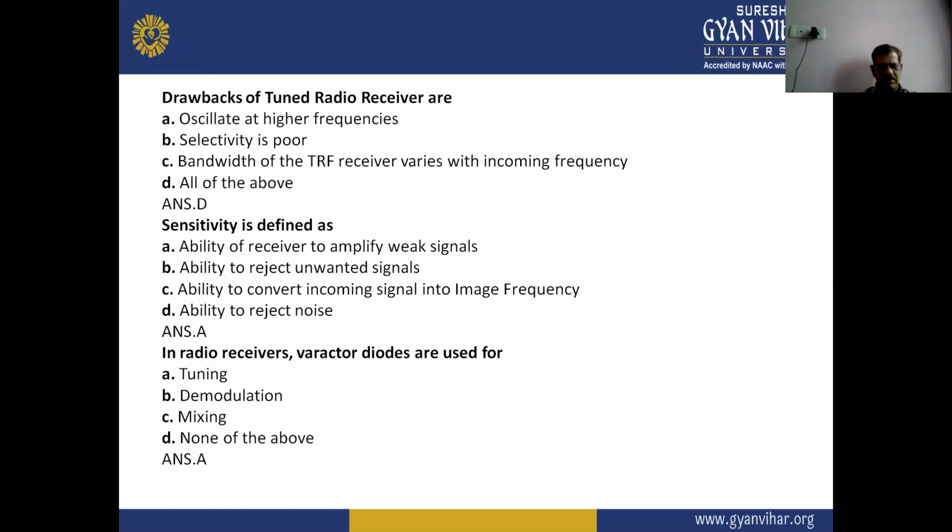In radio receivers, varactor diodes are used for option A tuning, option B demodulation, option C mixing, option D none of the above. So here in a radio receiver, varactor diodes are used for the tuning purpose. So here the correct option is option A.